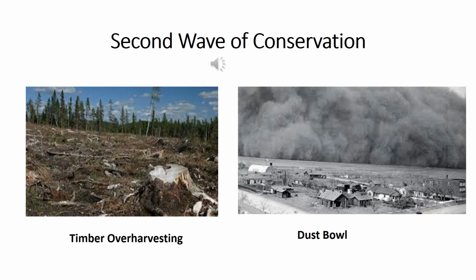Second wave of conservation was, as I showed in the previous slide, with forestry, timber over-harvesting as more and more homes were being built, and the Dust Bowl from excessive crop overuse with little moisture within the Midwest.